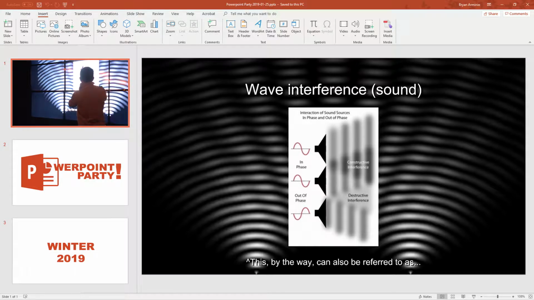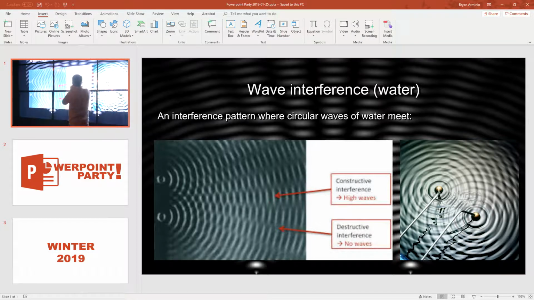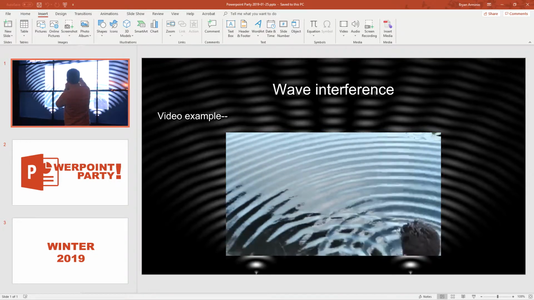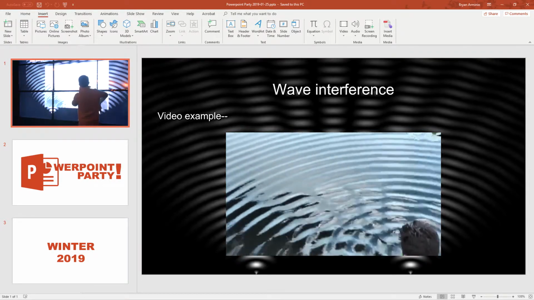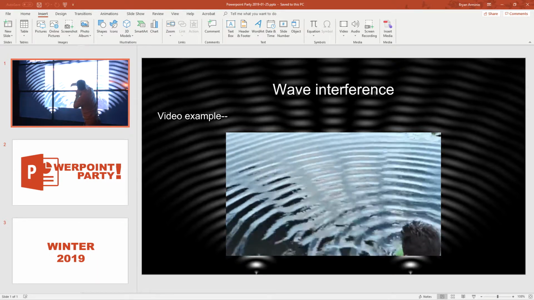All right, here's another version of that. This can happen with water waves too. You can see the constructive interference and destructive interference here and here. Actually, this video displays it better. You see two waves colliding with each other, and they form these channels here. There are no waves here. There's waves here that are stronger than normal.